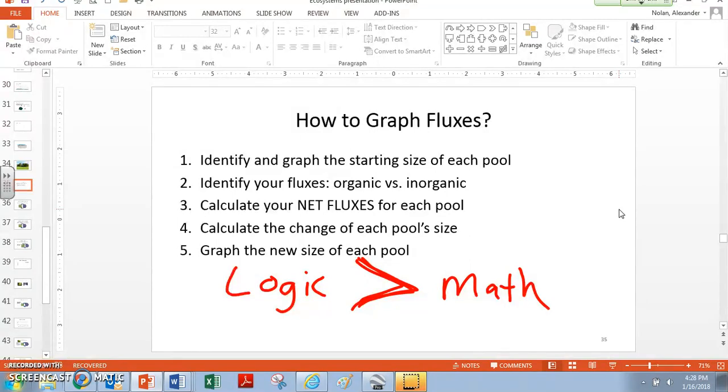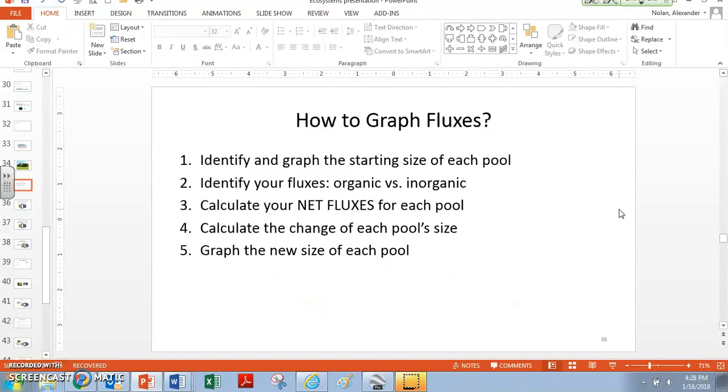There are 5 steps that we want to use if we're going to figure out how to graph fluxes. The first one is that we have to identify and graph the starting size of each pool. We're going to try to graph these pools changing sizes, so we have to start by knowing the size of each pool. You ought to be given that. I'm not going to ask you to figure that out for yourself. You're going to be given that number.